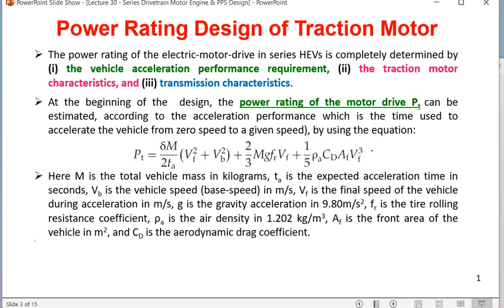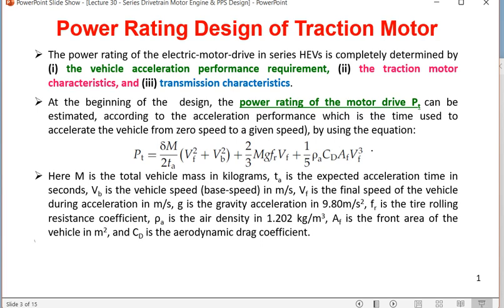VF is the final speed of the vehicle during acceleration in meter per second. So VF is actually the maximum speed and VB is the maximum speed under a gear. So VB is generally less, VF is generally very high. VB can be 30 km per hour, 40-50 km per hour, and VF can be 200 km per hour, like that. G is the gravitational constant, 9.80 meter per second square.